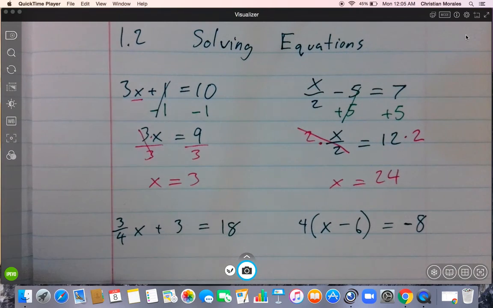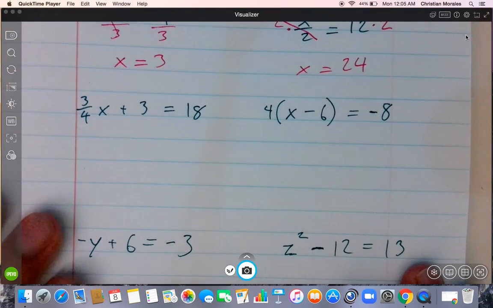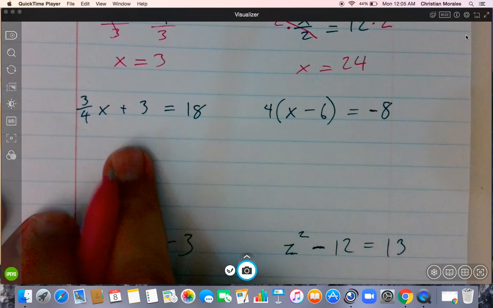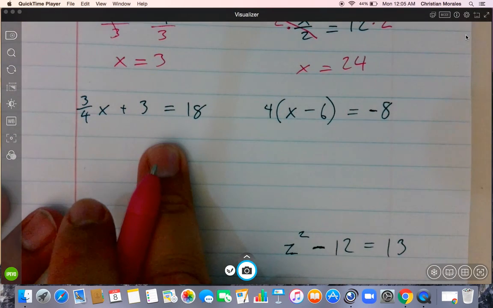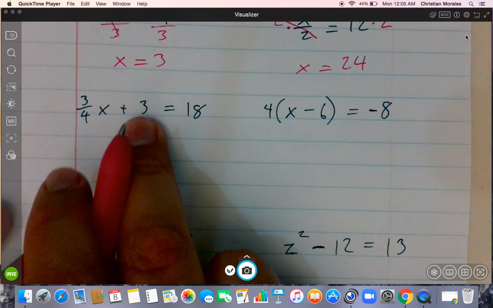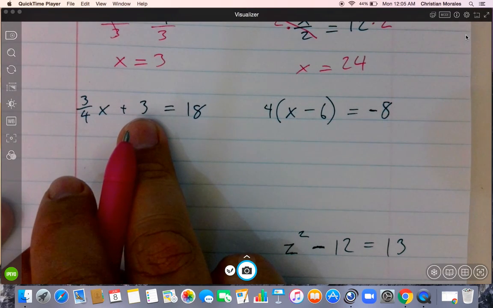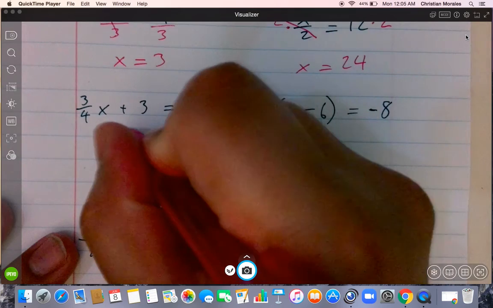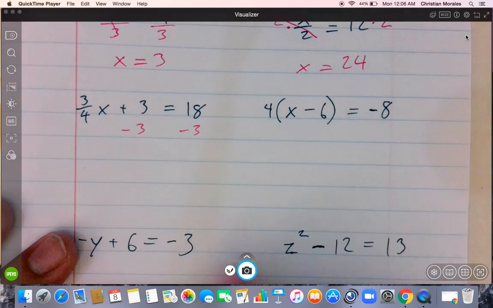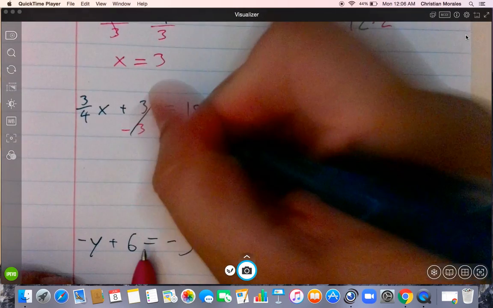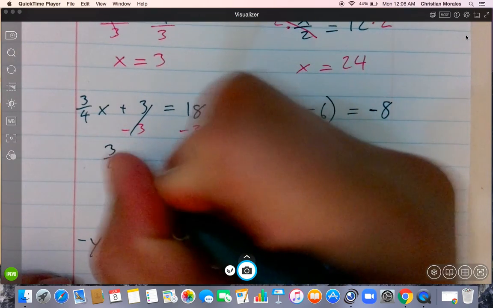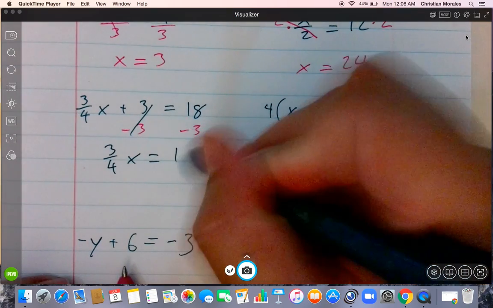Next. Here. All right, now, to solve this, we're going to do the same thing, inverse operations. Get rid of the adding 3. We're going to subtract 3 from both sides. The 3's cancel out. You're going to be left with 3 over 4 x equals 15.